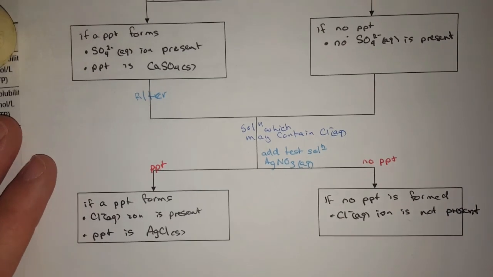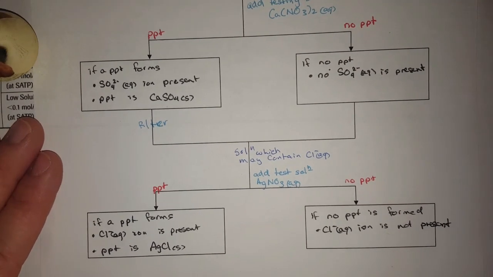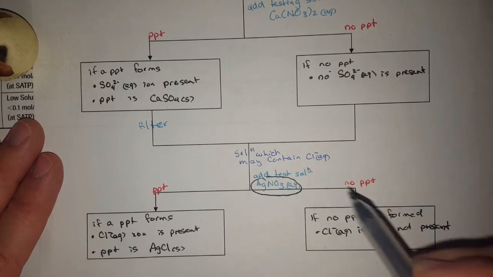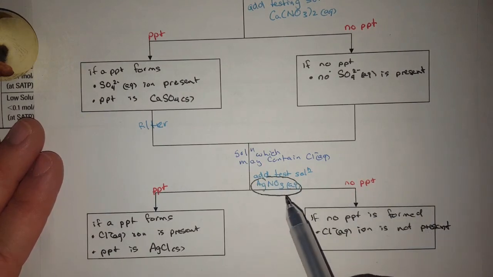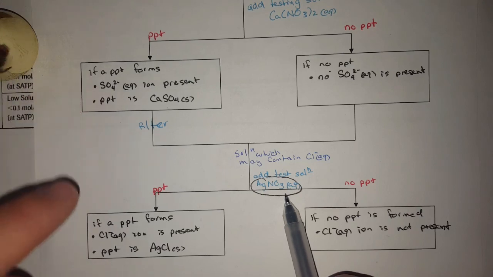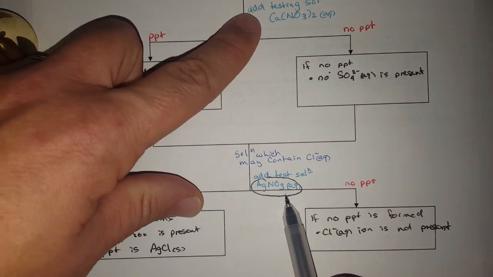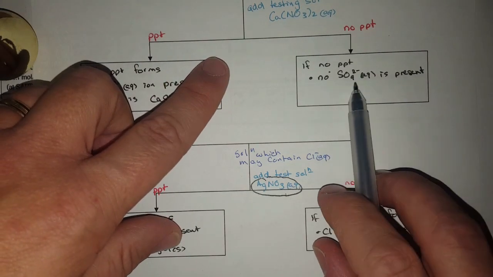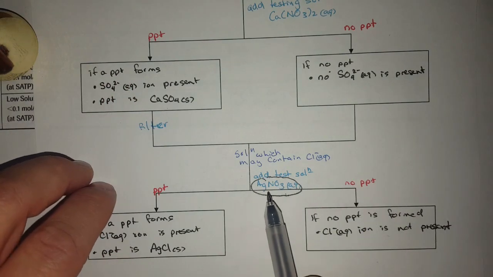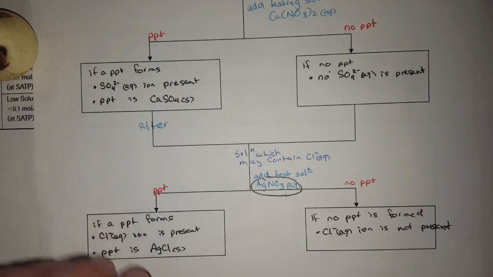Now, the order in which we did this test is extremely important, because if I had added my silver nitrate first and I got a precipitate, I would not have been able to say if it was due to the sulfate or the chloride ion. Only because I added my calcium nitrate and I showed that there was no sulfate, or I removed the sulfate, could I then attribute any precipitate due to the silver nitrate as being due to chloride.